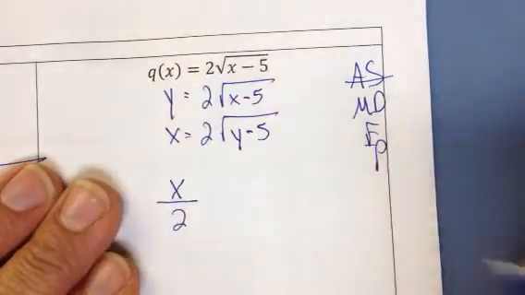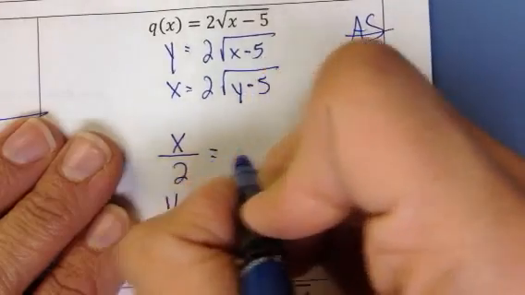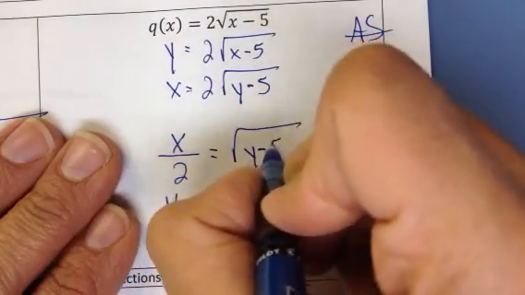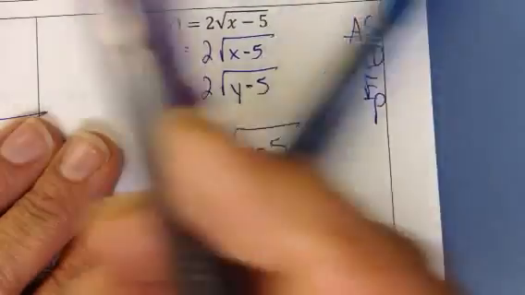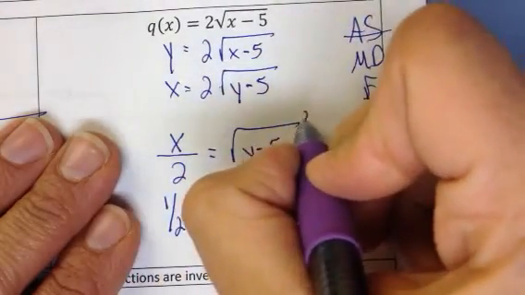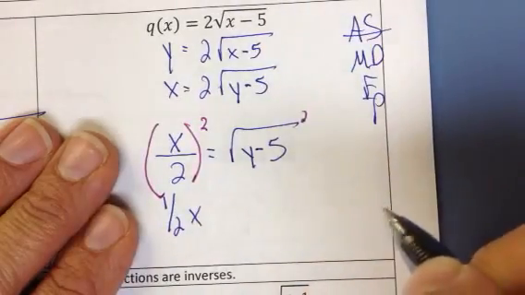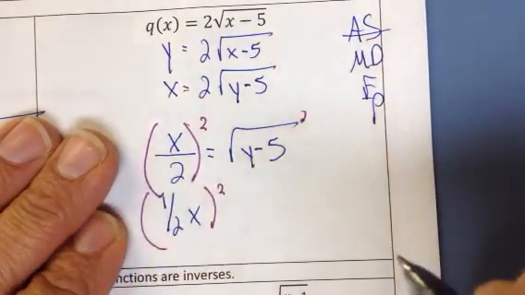So x over 2. You could also write it as 1/2 x if you want, it doesn't matter. With the square root over here. And now to get rid of the exponent or the radical, to undo a square root, I'm going to square both sides. And that means I'm going to square all of this, or this, whichever you want to look at.